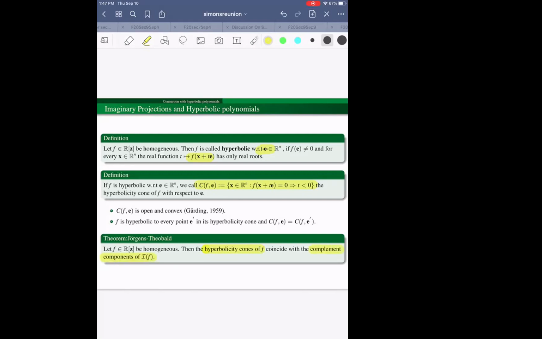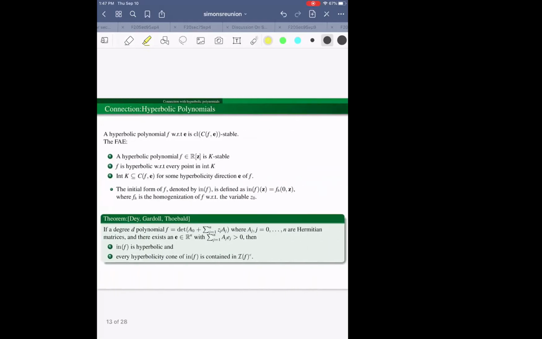Using this, we can say that a hyperbolic polynomial is always conic stable with respect to its hyperbolicity cone. For a polynomial to be conic stable, there are equivalent conditions, like F is hyperbolic with respect to every point in the interior of the cone K. Another equivalent condition says that the interior of K should be contained inside the hyperbolicity cone with respect to some direction E.